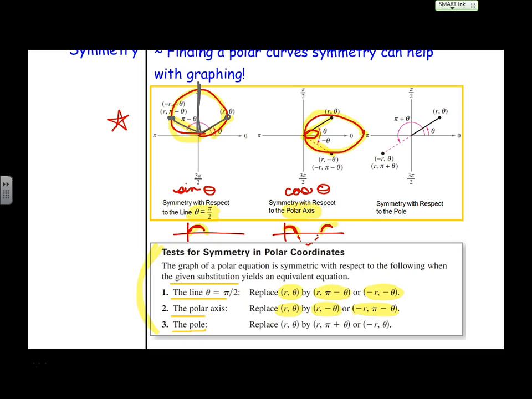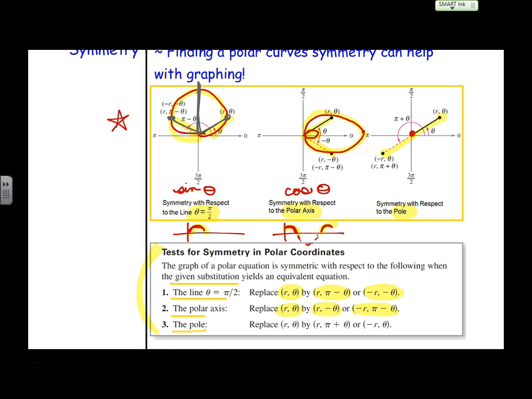And then we have what we would call origin symmetry in rectangular mode. In polar mode, we don't call the origin the origin. What do we call the origin? Exactly. And that's why we say it has symmetry with respect to the pole. So symmetry with respect to pi over 2 is the first one. Symmetry with respect to the polar axis is the second one. And symmetry with respect to the pole is the last one.